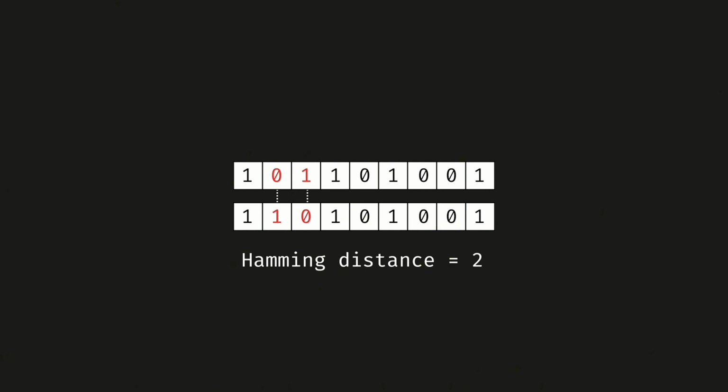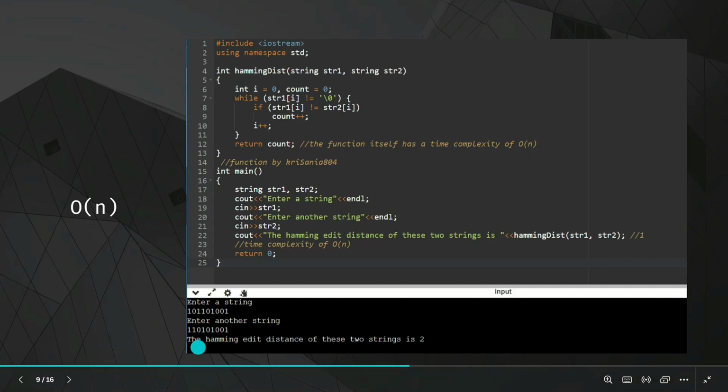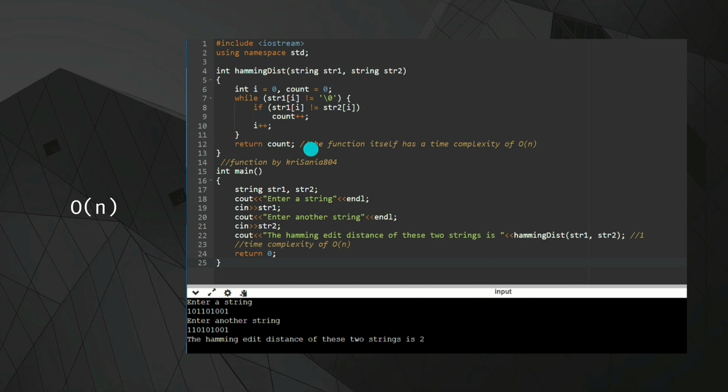We're going to insert it into our code here, and yep, the Hamming edit distance for these two strings is 2. We can see that the algorithm works in linear time and is represented by the big O notation of n, because the i value depends on the user input, or is determined by the user input. Now let's take another example.